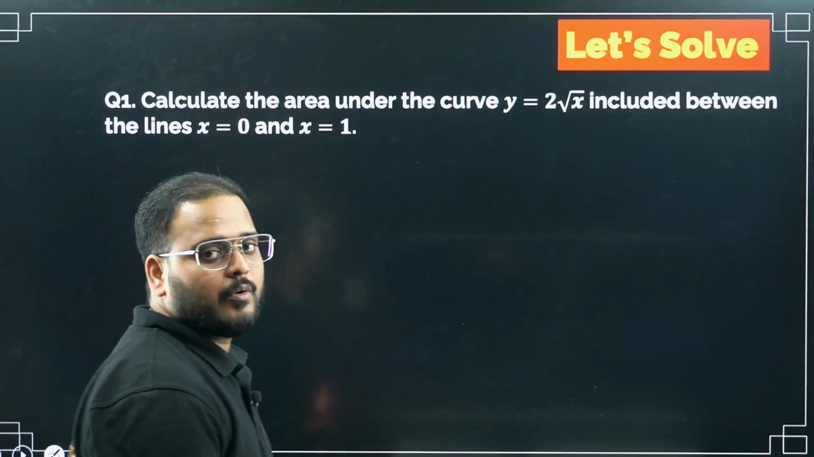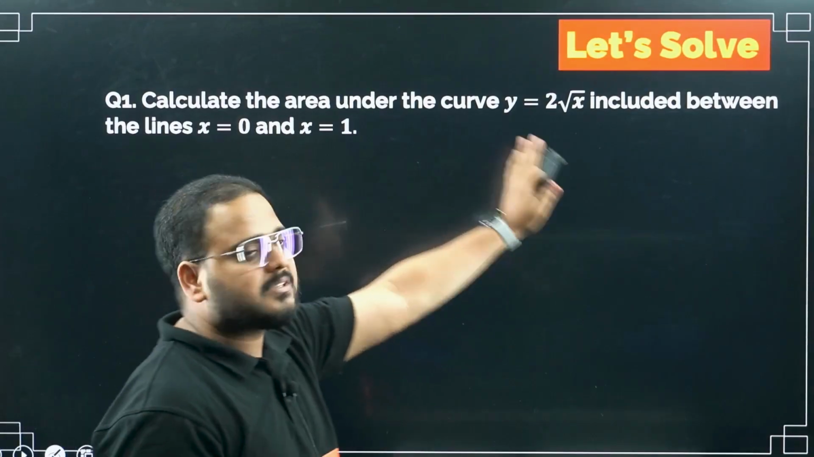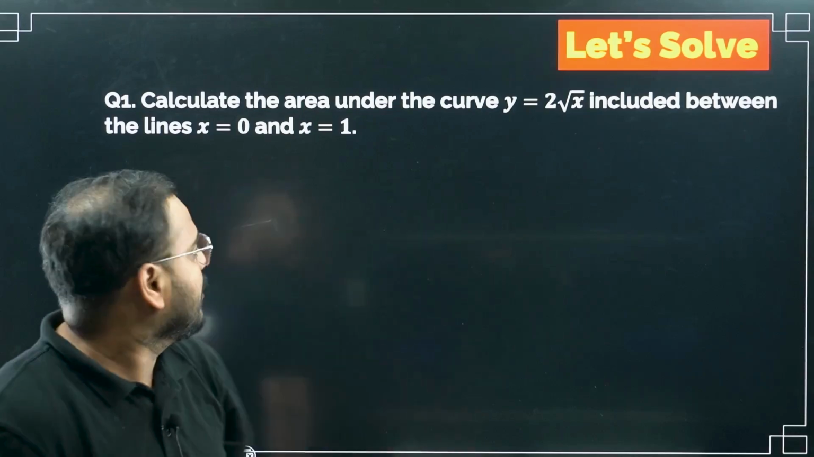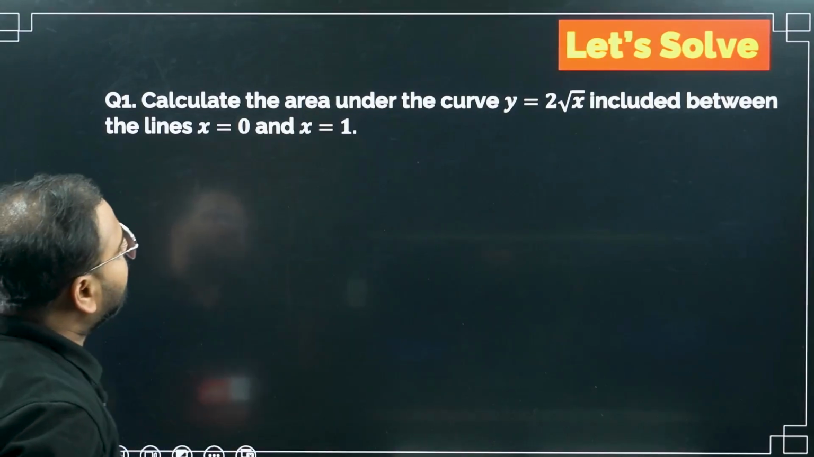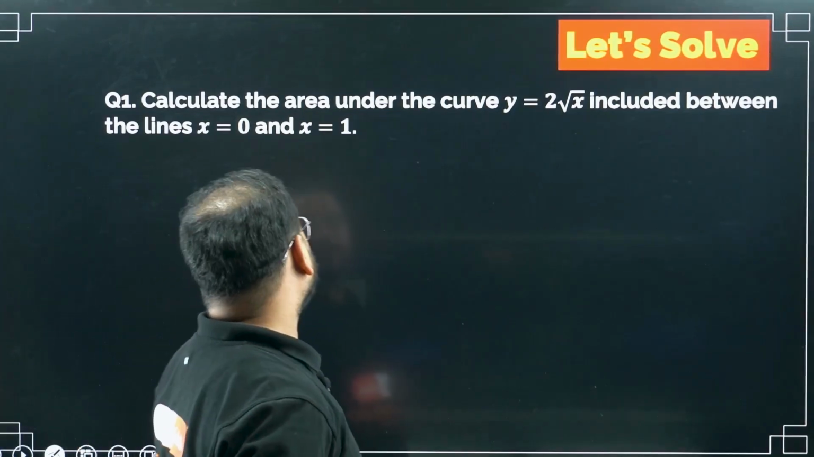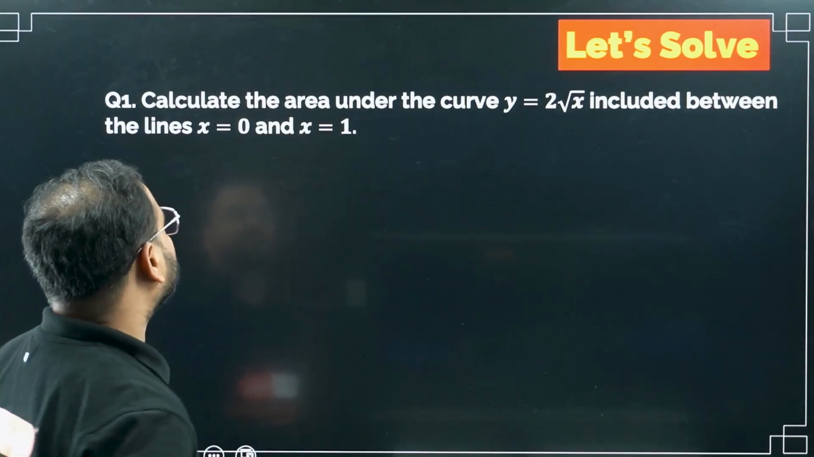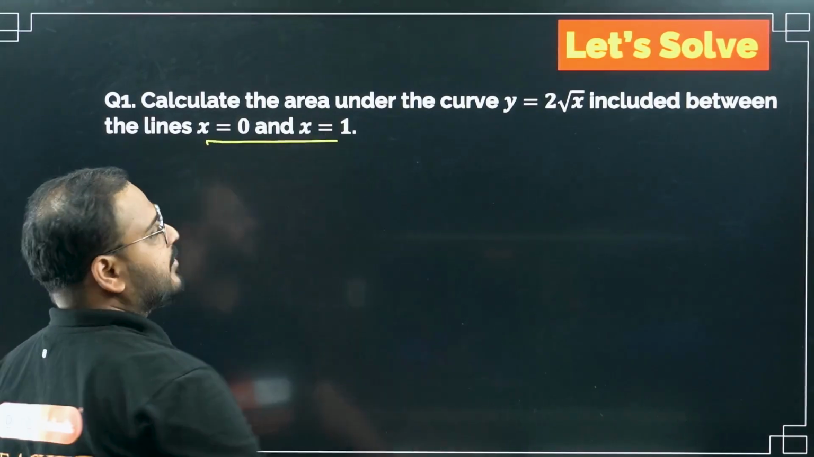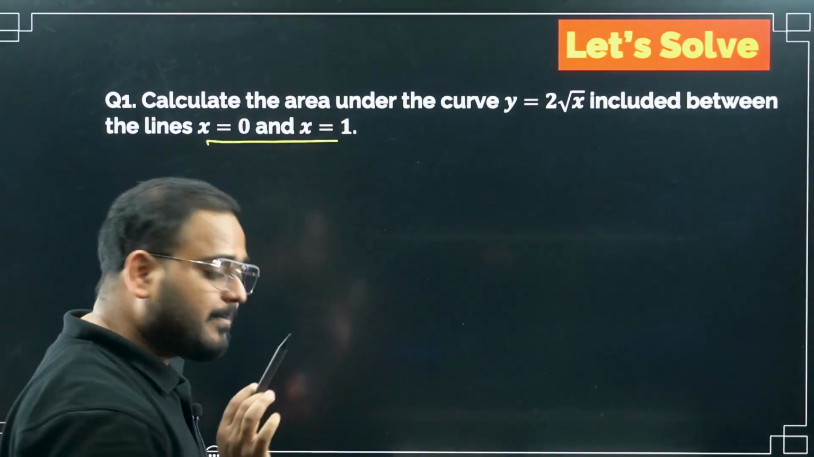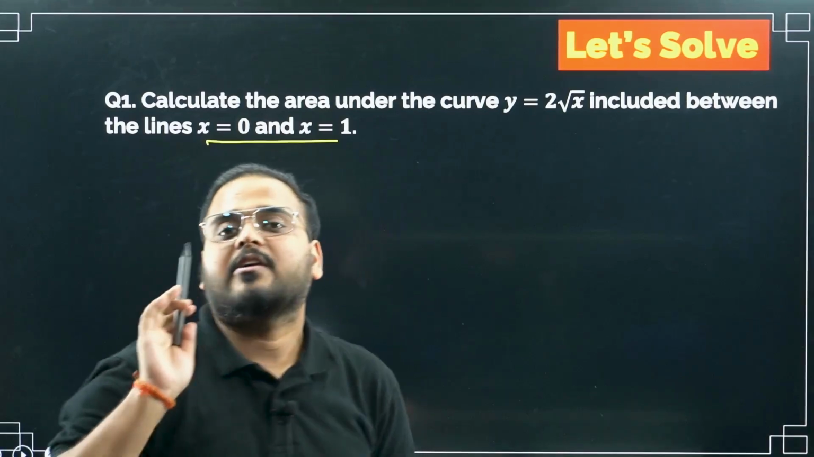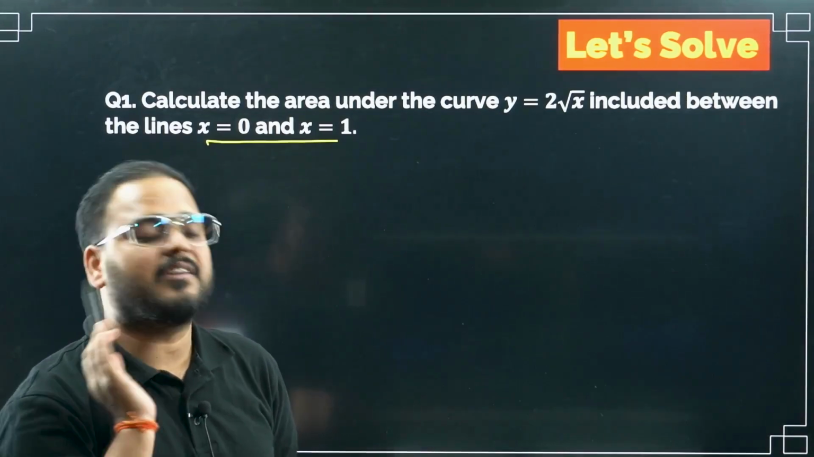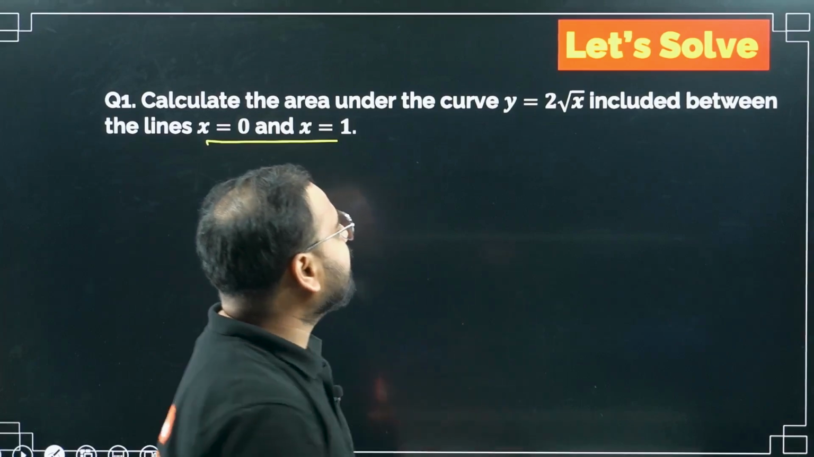In the first problem, we'll see a similar question. We'll see how we integrate this part. Calculate the area under the curve y equals 2 root x included between the lines x equals 0 and x equals 1. What is the first step? Try to identify and draw a rough sketch of the given function. So what is this function? y equal to 2 root x.